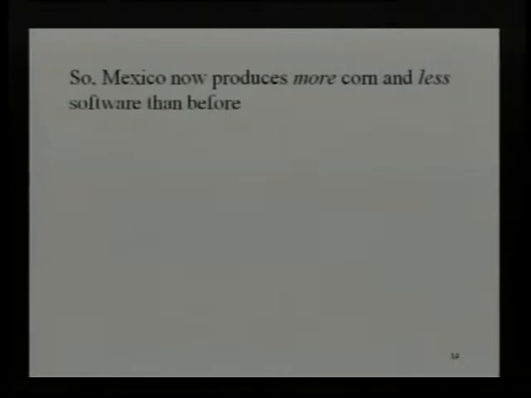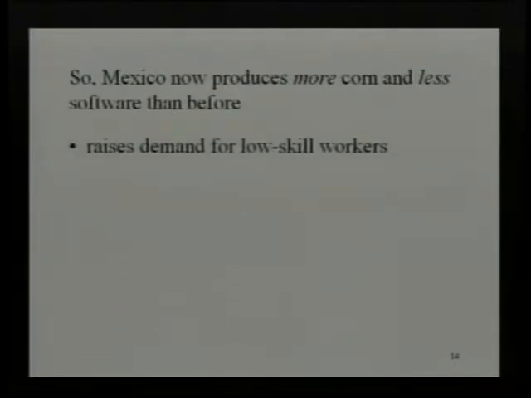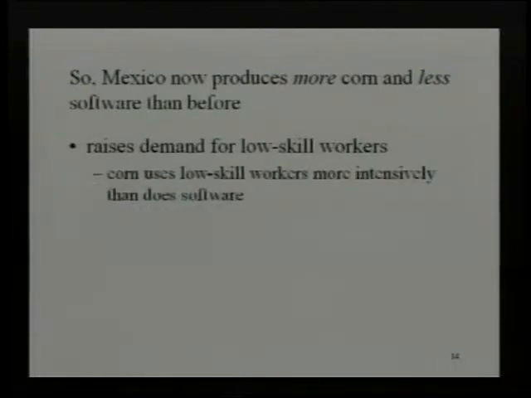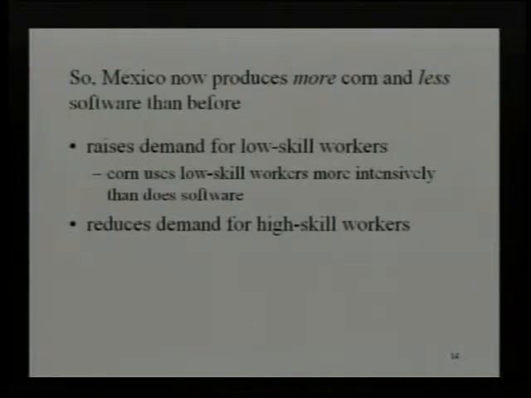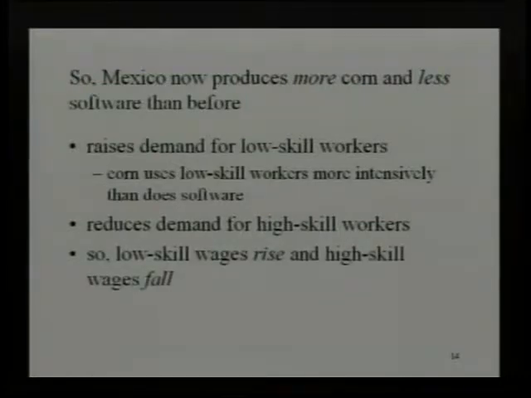And what effect will this have on wages? Well, Mexico will now be producing more corn and less software than before. So that will raise the demand for low-skill workers, because corn makes a lot of use of low-skill labor. So the demand for low-skill work is increased. The demand for high-skill labor is reduced. And so high-skill wages will fall, low-skill wages will rise and inequality will be reduced.